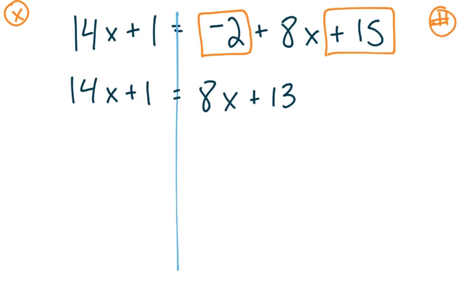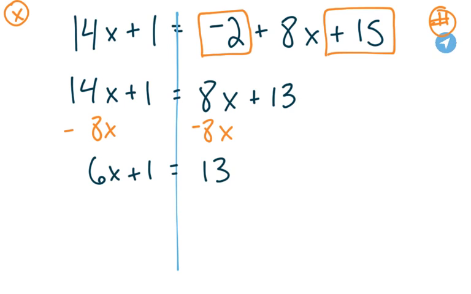So I'm going to start out by moving my x's from the right to the left. So I'm just going to move this plus 8x. I'm going to minus 8x because it's a positive 8x. I know that 14 minus 8 is 6. So I have 6x plus 1 equaling 13. Now I just have a two-step equation.